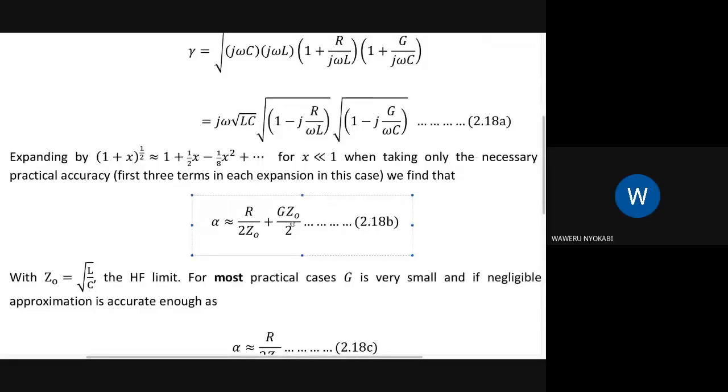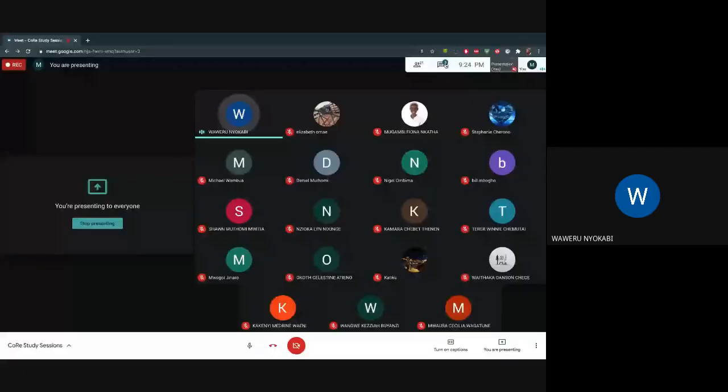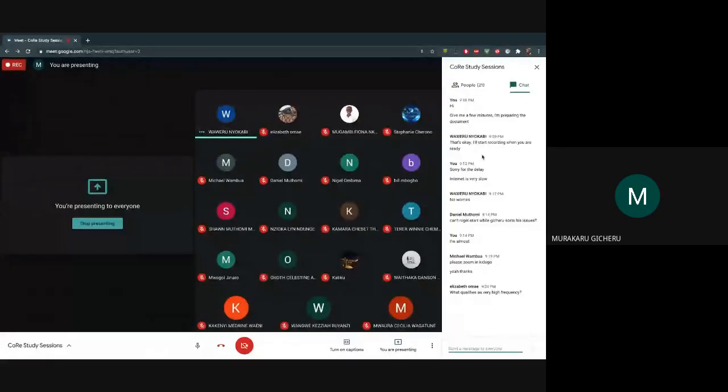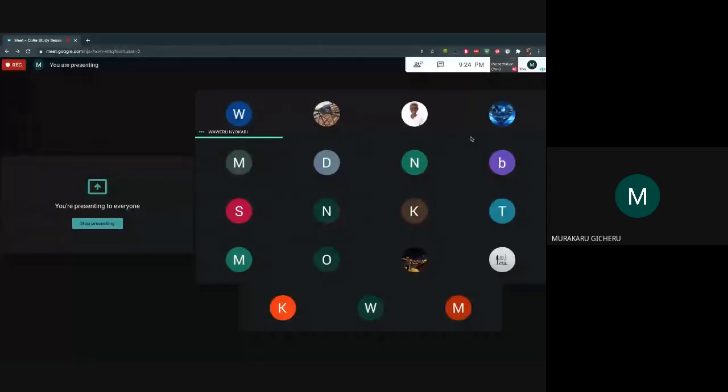Oh, Gishiru, there's a question. For example here, we have alpha. What qualifies as very high frequency? I don't have G, the conductance.